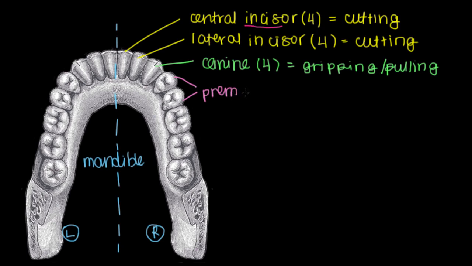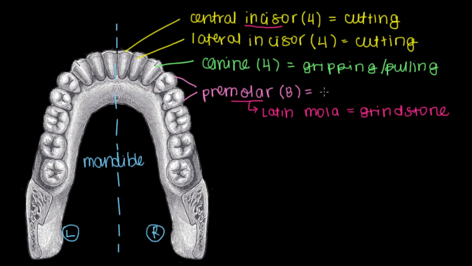So the premolars, we have 2 on each side, which means that in total we have 8 of them. We have 8 premolars, and the way to think about what these guys do is in 2 parts. 1, if you see the word mola over here, that's a reference to the Latin word mola, which just means to grind. Or it actually represents grindstone. If you ever look at what a millstone is or a grindstone, those were called mola in Latin. And that makes sense because our premolar teeth are used for grinding down our food as we chew it.